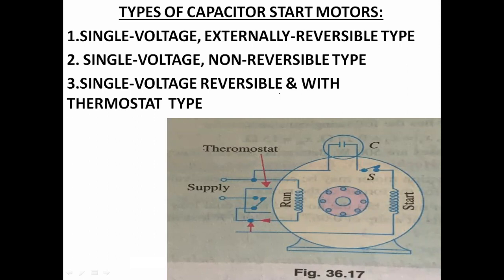So no diagrams for these first two. After that, from the third one, there will be diagrams, and then you will know about them clearly. For the first one, you can take the diagram of this one, omitting the thermostat, deleting the thermostat. We can consider this the complete diagram for the first one. So see here, single voltage externally reversible type. Externally reversible means from outside we can reverse.